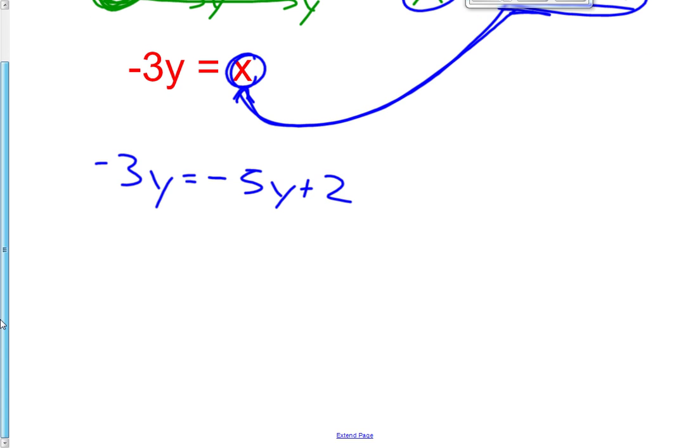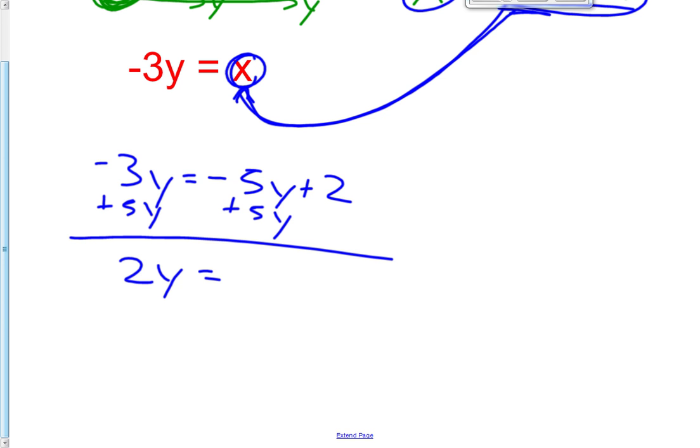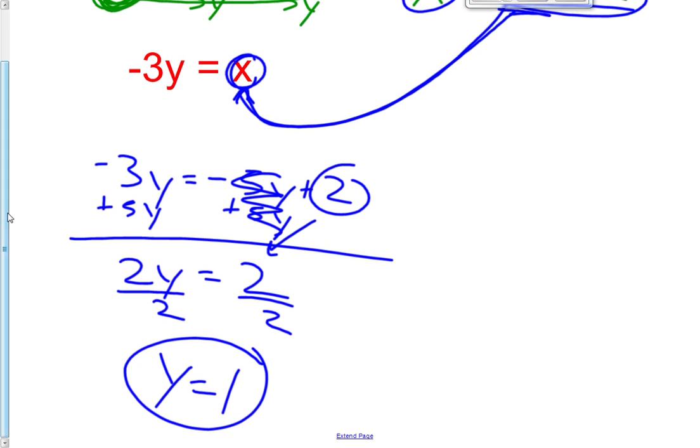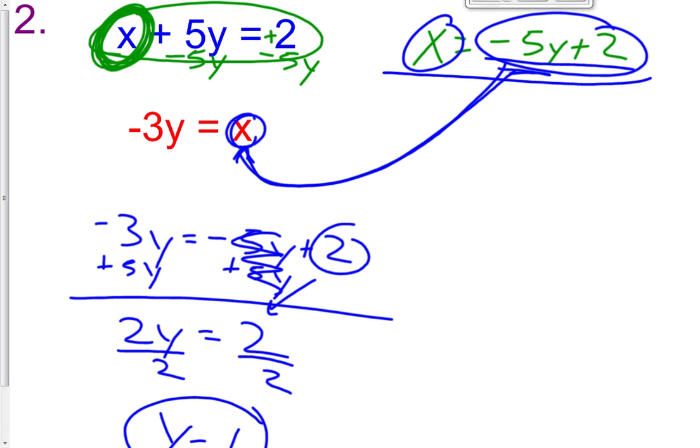So now we're going to solve for y. Add 5y, and we get 2y equals 2. This is gone, so all we have left is the 2. And then we divide both sides by 2, because we've got to get y all by itself, so y equals 1. There's the y-coordinate. The x-coordinate is found right here now.